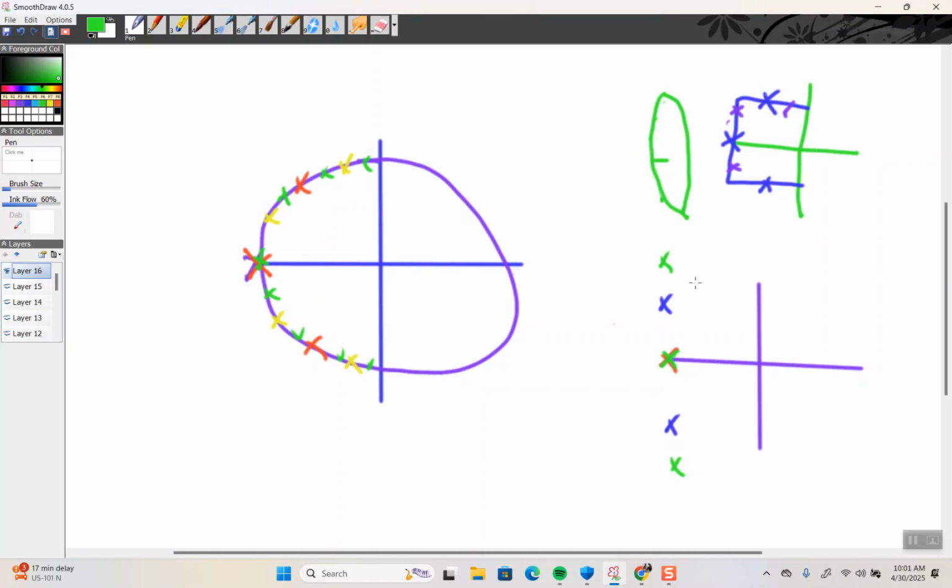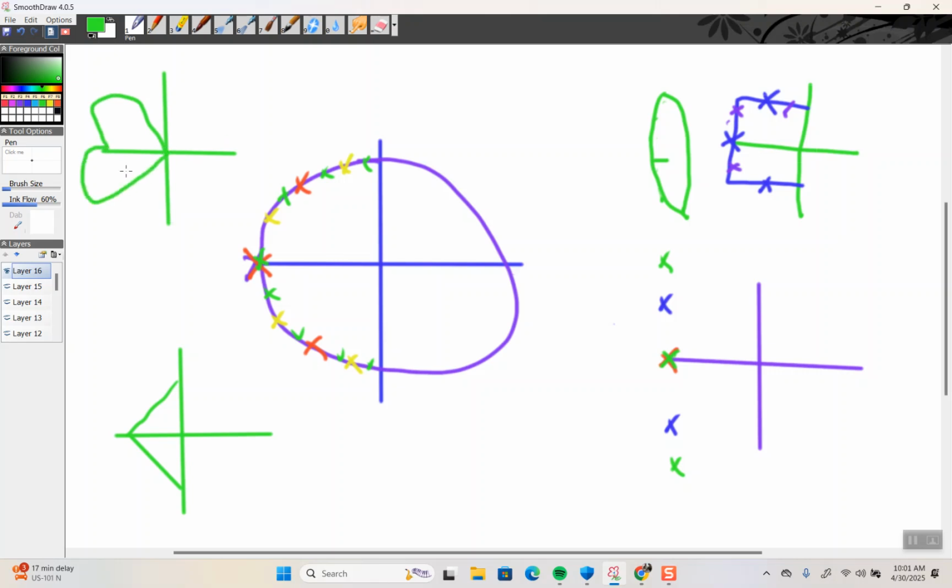Something like that. That's a sideways heart.